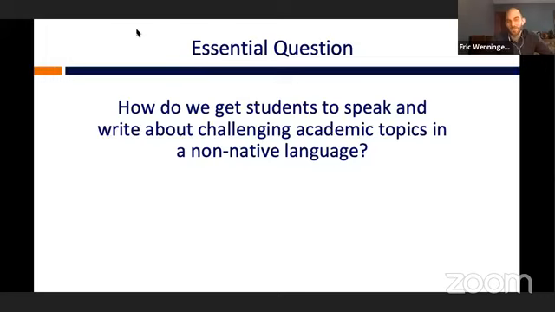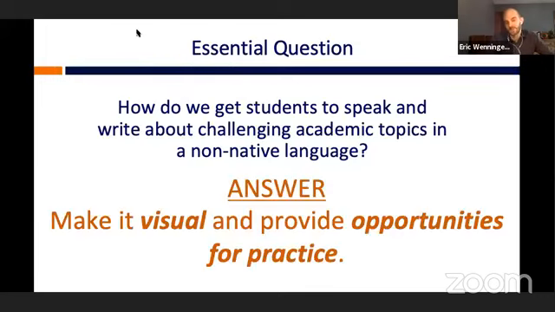Yeah, so as you mentioned, how I would answer this question is we need to make learning visual and we need to provide opportunities for practice. So throughout the session, these are some of the things I want you to keep in mind. How are we making our learning visual and what opportunities are we providing our students? And I hope that they're your takeaways after today's session is done.